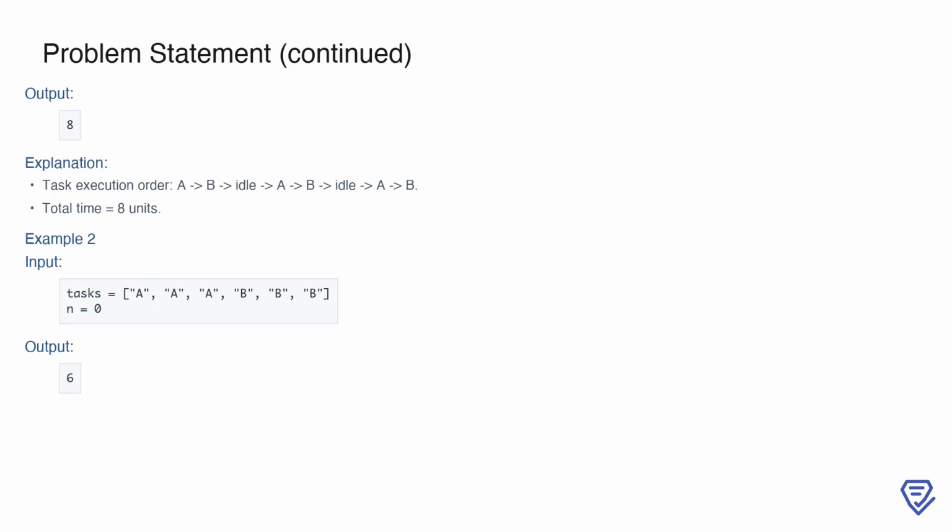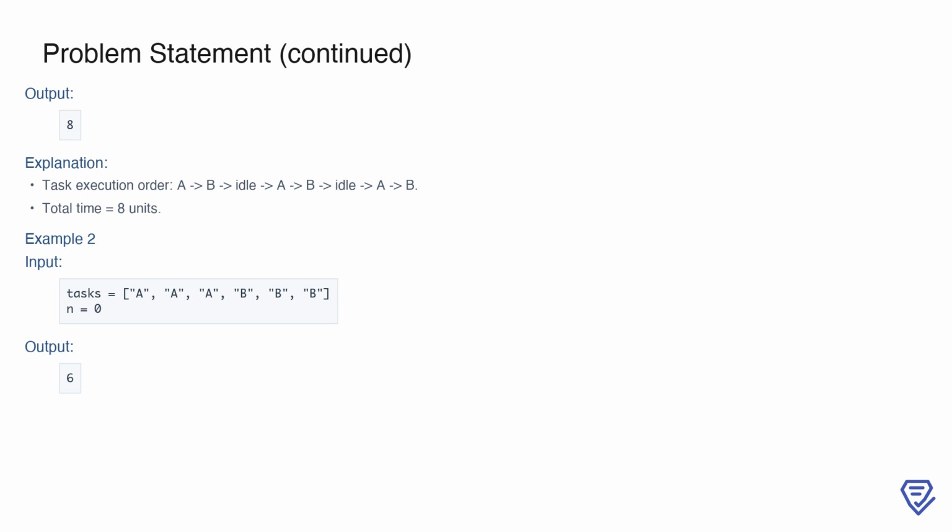To illustrate how the scheduling works, let's consider the first example. Here, the input tasks are A, A, A, B, B, B, and the cooldown period n is 2. This means that after executing a task, at least 2 units of time must pass before the same task can be repeated. One valid execution order is A, B, idle, A, B, idle, A, B. In this sequence, the CPU waits for idle periods to respect the cooldown constraint. The total time taken in this case is 8 units.